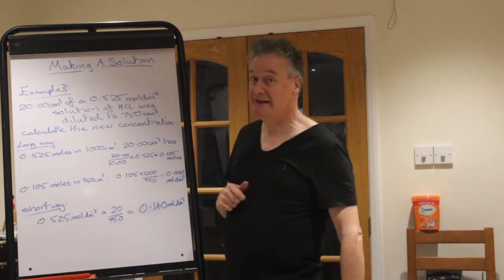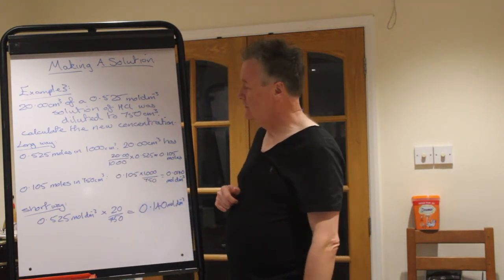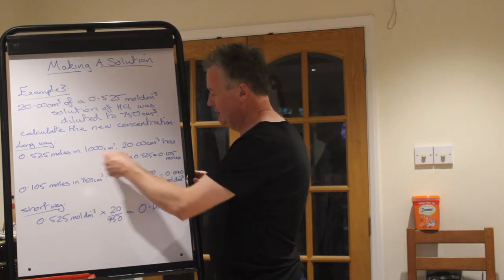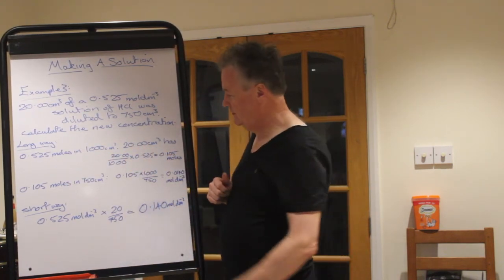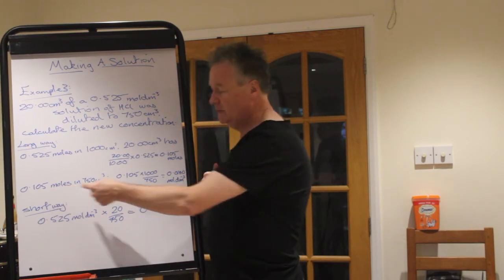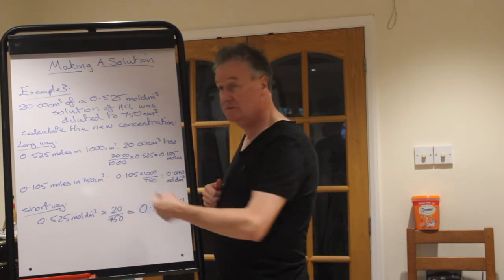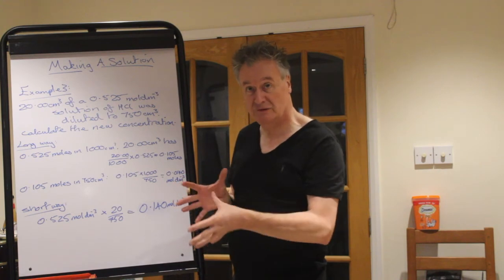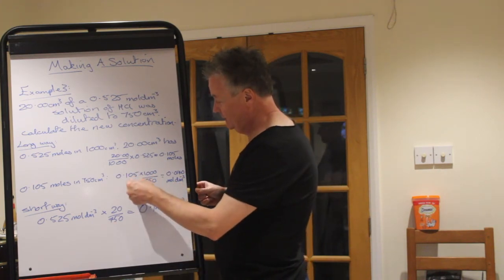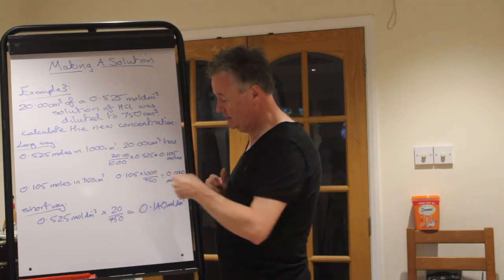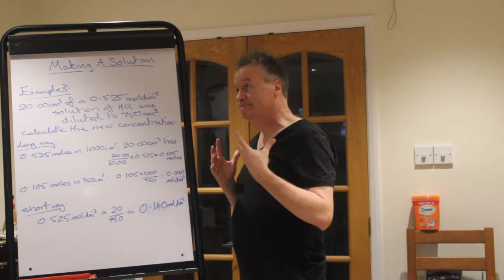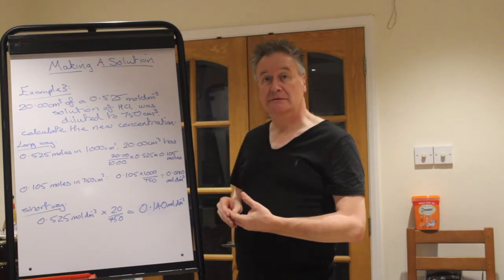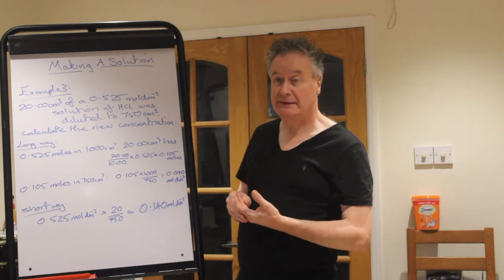Now there's a long way and a short way to do this. The long way is to work out how many moles you've got in 20, which is 0.105, and then you go, I'm taking my 0.105 moles, and I'm going to add extra water to get it to 750, so it will be 0.105 times 1,000 over 750, and the answer is 0.140. And if that makes sense to you, best do the way that makes sense.